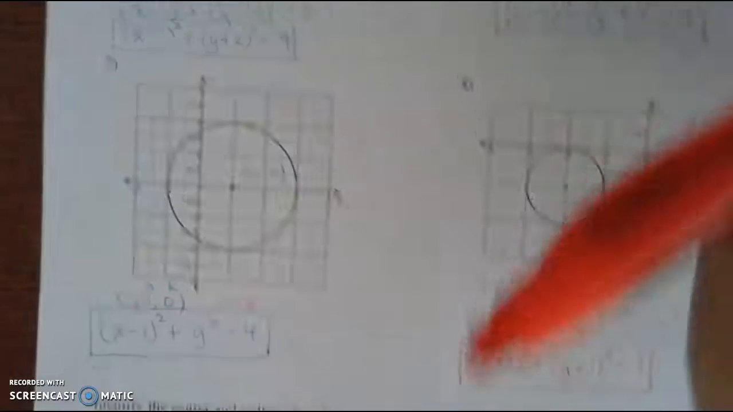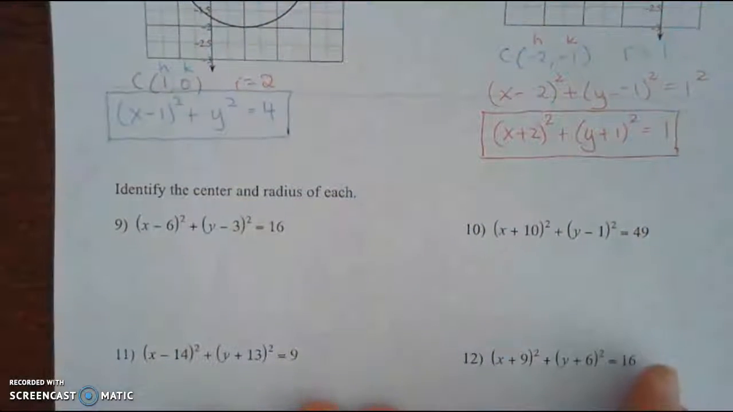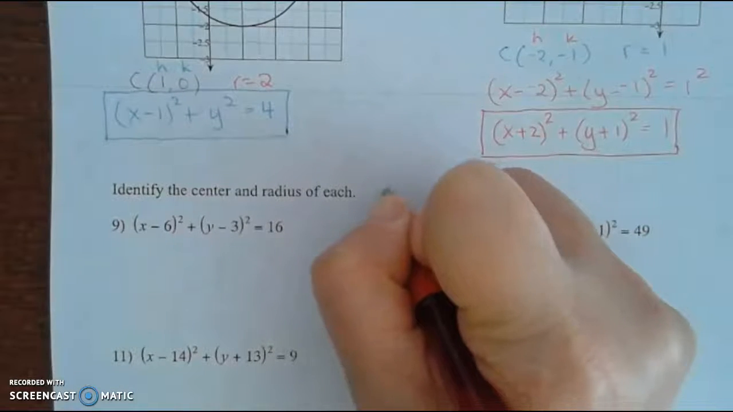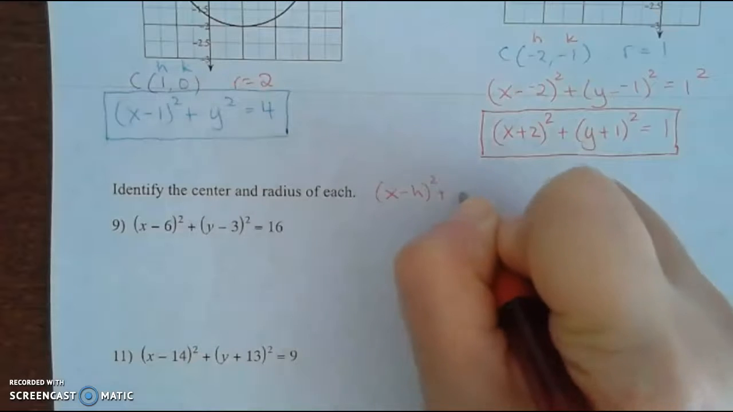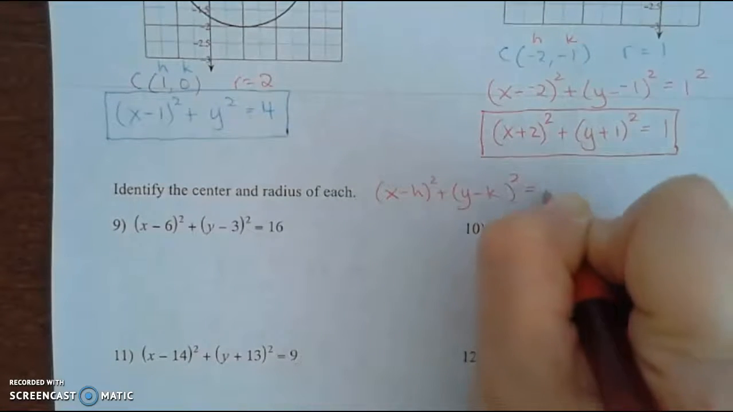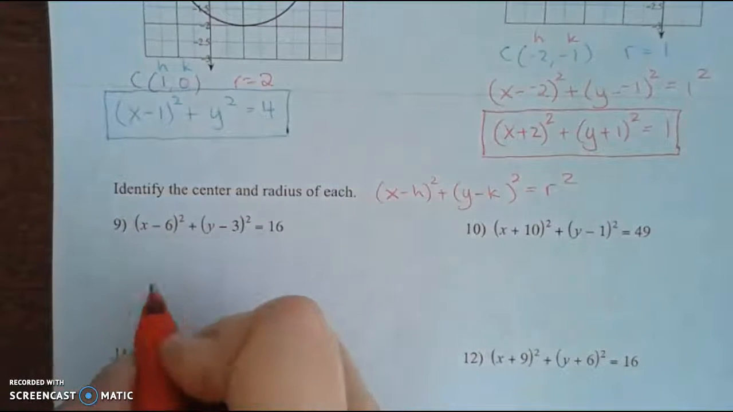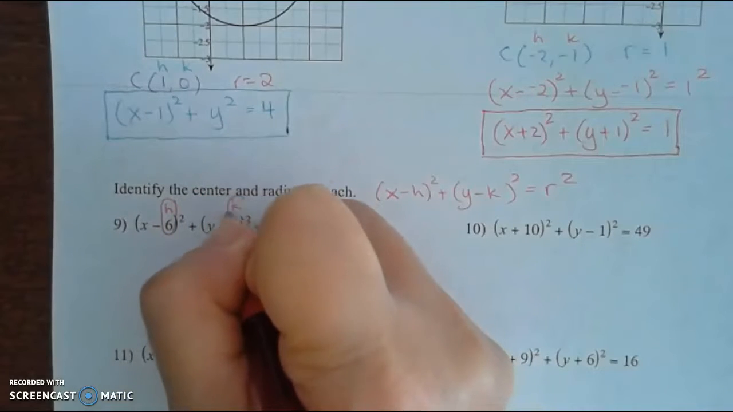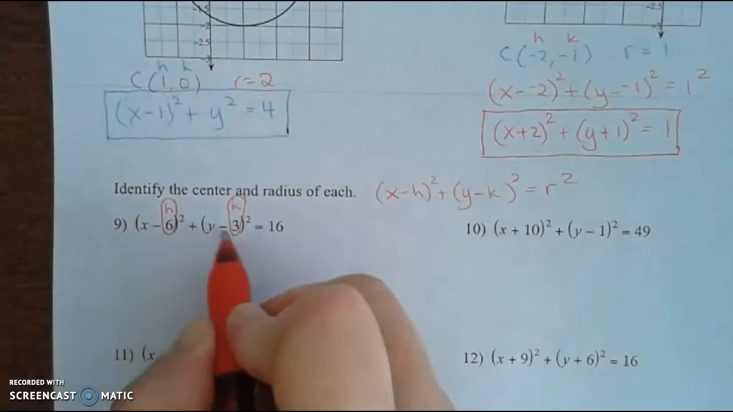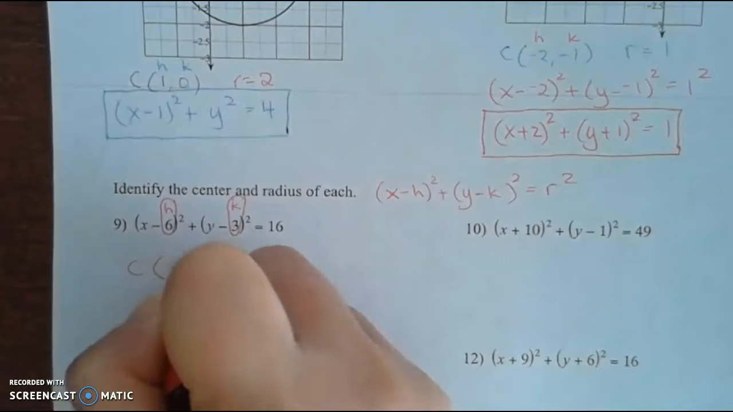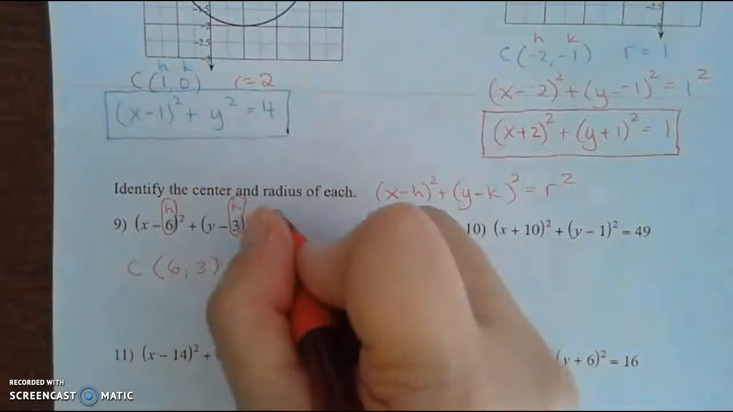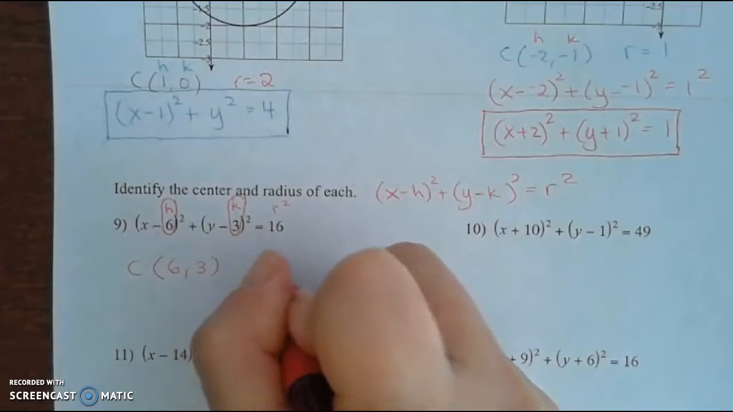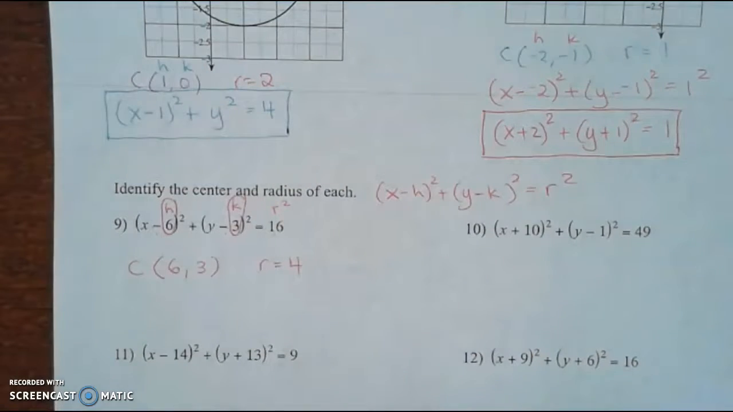Alright, so then numbers 9, 10, 11, and 12. This time we need to identify the center and the radius of each. Remember the template is x minus h all squared plus y minus k all squared is equal to radius squared. So here, what is my h value? h value is just positive 6 and k value is just 3, because we want the negative sign right there. So center is going to be (6, 3). What about radius? r squared is 16, so the radius is the square root of 16, which is 4.